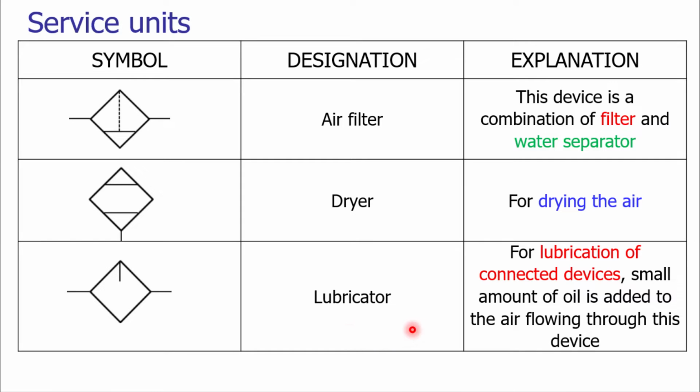The lubricator device can be shown by using the symbol as there on your screen. As we have seen, the lubricators are used to generate the oil mist, which can be utilized to lubricate a variety of mechanical elements of the pneumatic system.